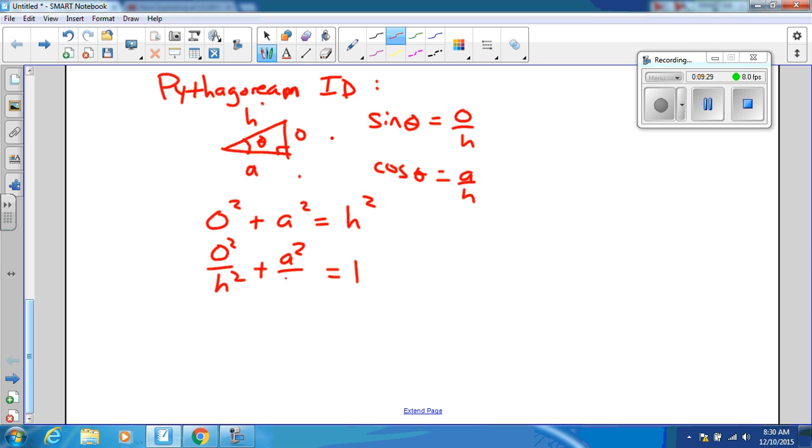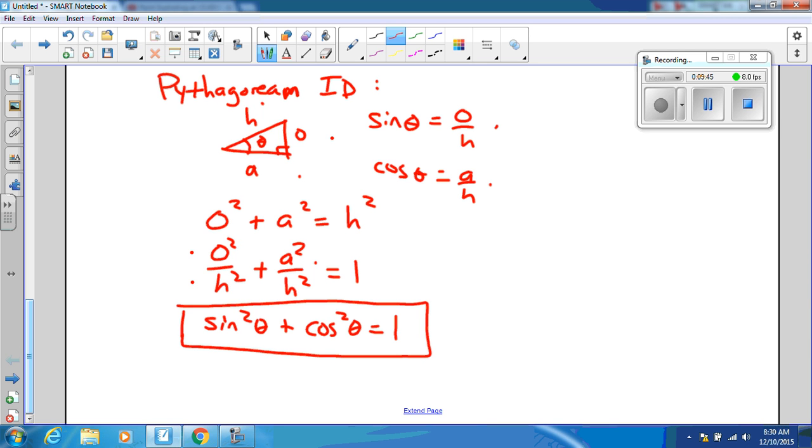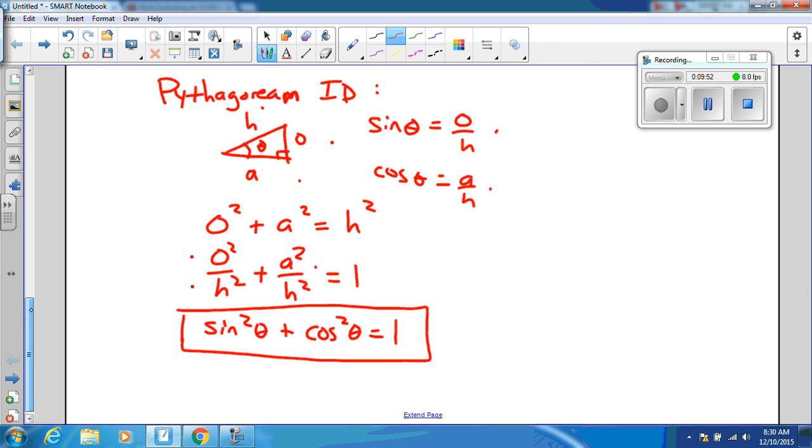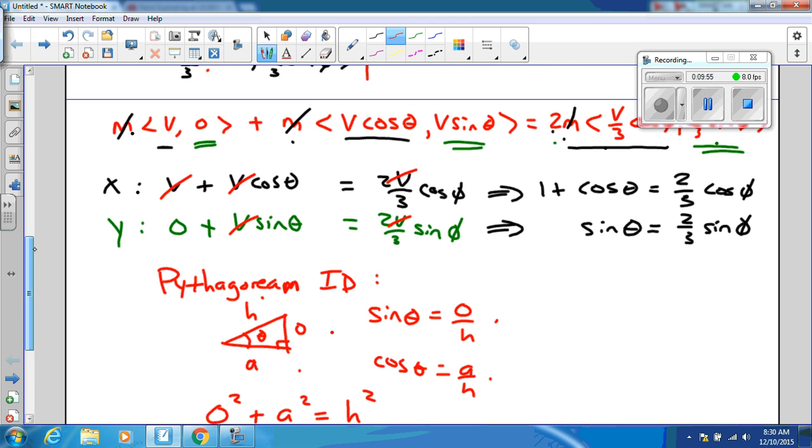If I divide through by h squared, then I get something remarkable, because O squared over h squared is the square of sine theta, and A squared over h squared is the square of cosine theta. So that we end up with what I call the Pythagorean identity, that no matter what angle, the square of the sine of that angle plus the square of the cosine of that angle is equal to 1. This remarkable fact is actually really useful in this circumstance.